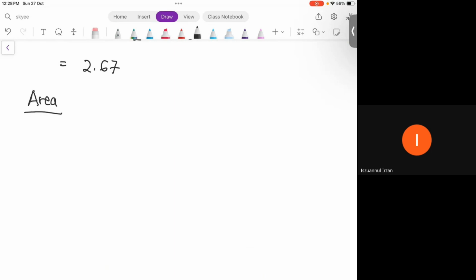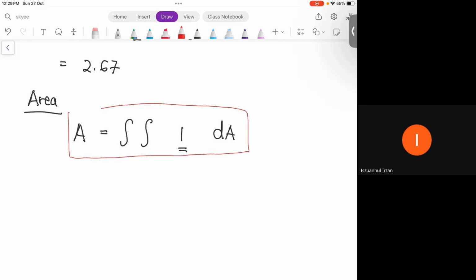To find the area, the equation is very simple. You just perform the double integration, with 1 inside and dA behind it. Just now it was x plus y, because the question said so. But if the question asks you to find the area, the integrand is going to be 1. This is the formula you have to remember when you want to find the area.